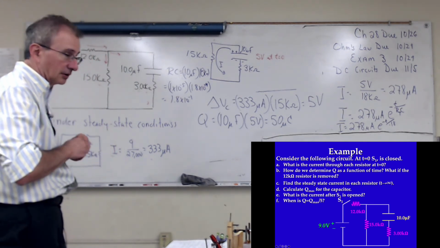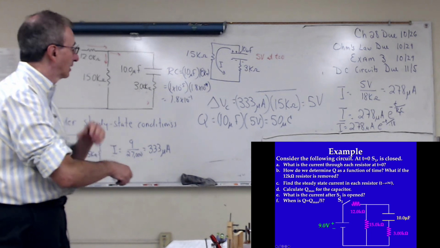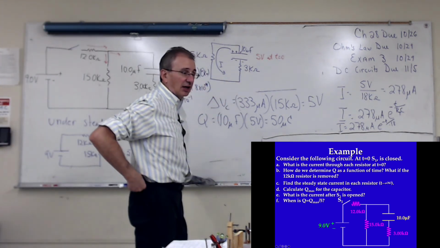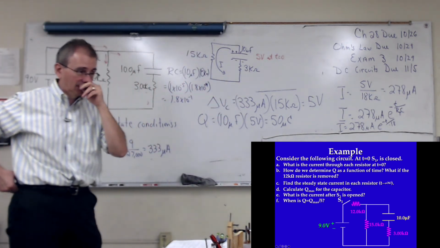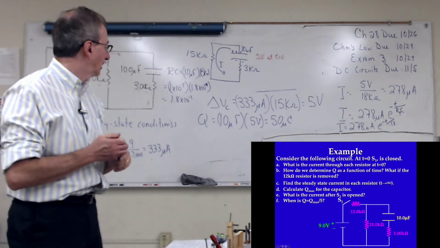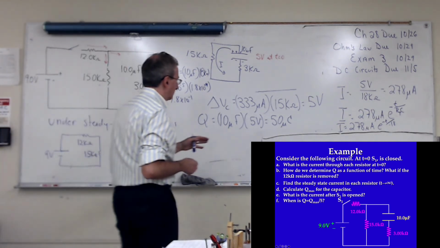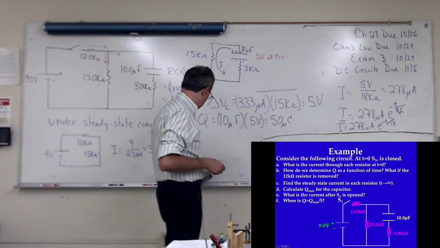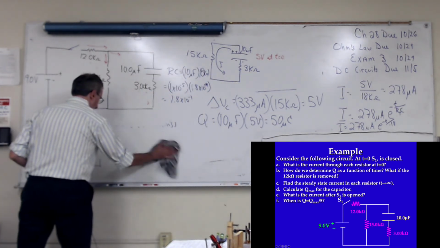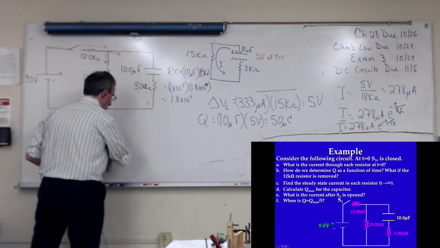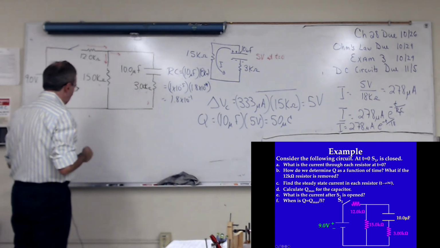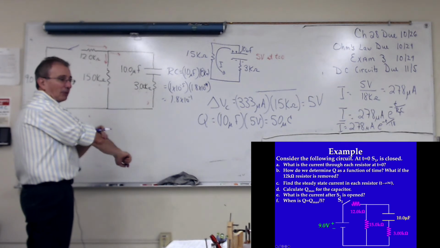Okay. The last question is, I start with 50 microcoulombs. How much time has elapsed when I have 1/5 of this value, which is 10 microcoulombs? How much time has elapsed when Q equals 1/5 Q max?